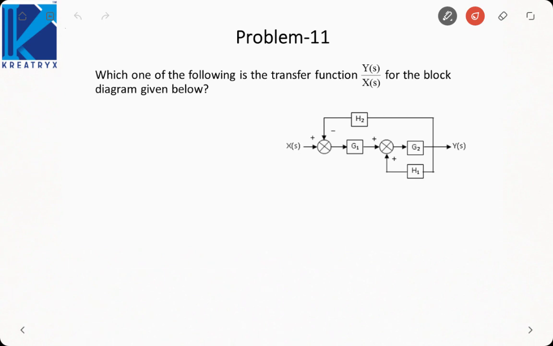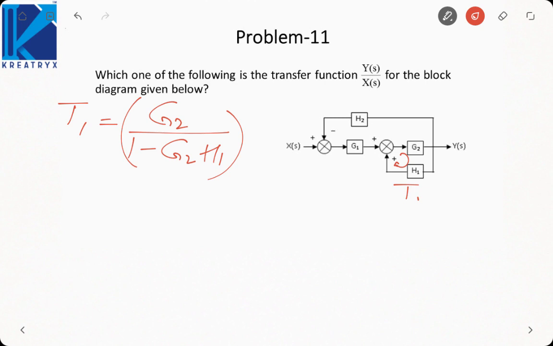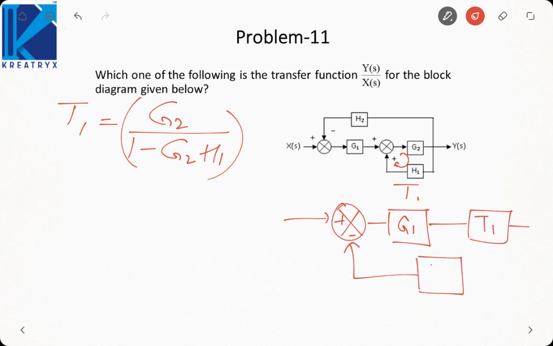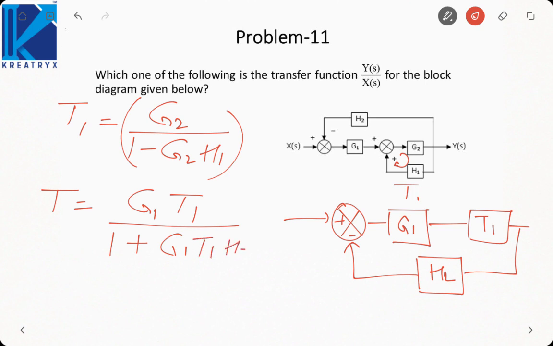Moving on to the last problem. Here again we need to find YS by XS. So if you see, this is a positive feedback loop. So let us call it T1. T1 would be G2 over 1 minus G2 H1. Okay, minus sign because of positive feedback. So then it would be like this: G1, then T1, and then H2. Okay. So the transfer function would be G1 T1 over 1 plus G1 T1 H2.